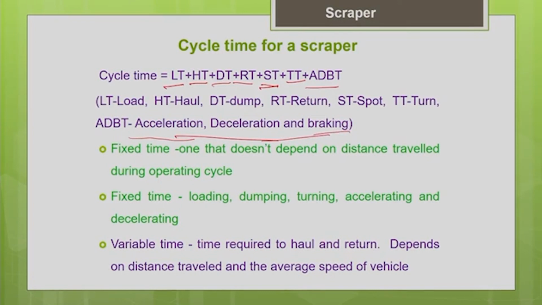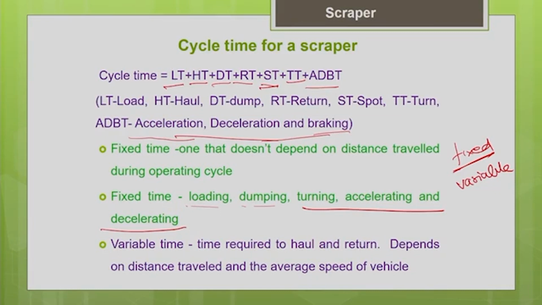So, basically you can split the cycle time into two parts. One is fixed time, the other one is variable time. Fixed in the sense, this part of the cycle time does not depend upon your travel distance. So that is called fixed time. Say you are loading, dumping, turning, accelerating, decelerating, all these things come under the fixed time. So it is not dependent upon the distance travelled.